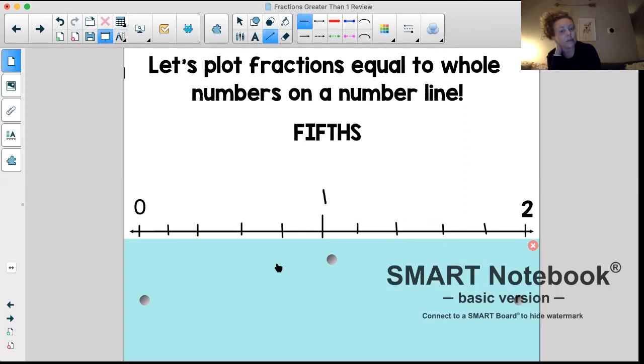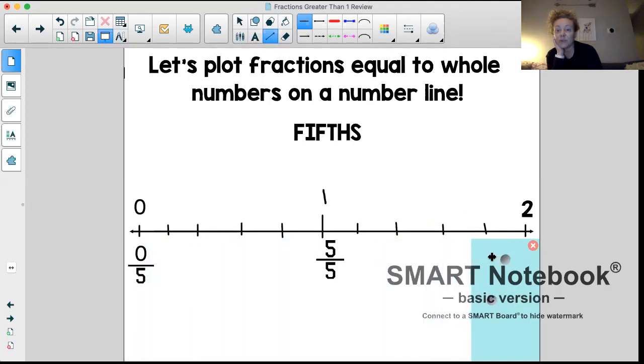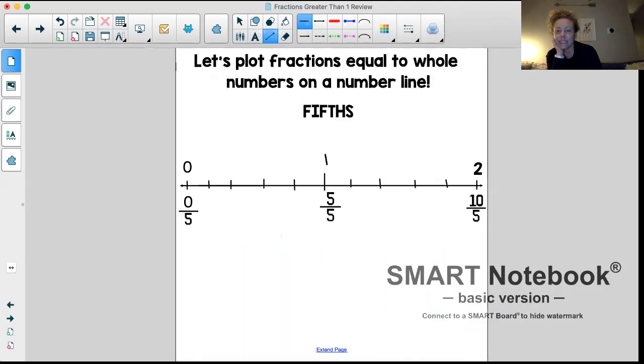We always start at 0. If you feel comfortable, you want to go ahead of me and then check off my work, you can do that. Otherwise, you have 0 fifths. 1, 2, 3, 4. How many fifths equivalent to 1 whole? 5. Very good. And 6, 7, 8, 9. How many equivalent to 2 wholes? Hopefully you said 10 fifths. And your number line should look like that.